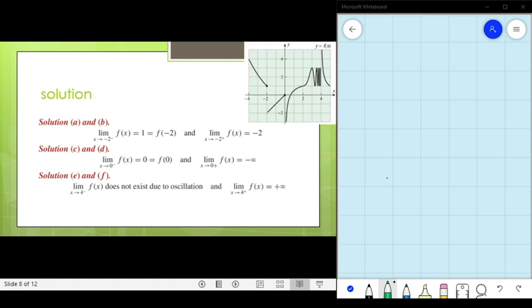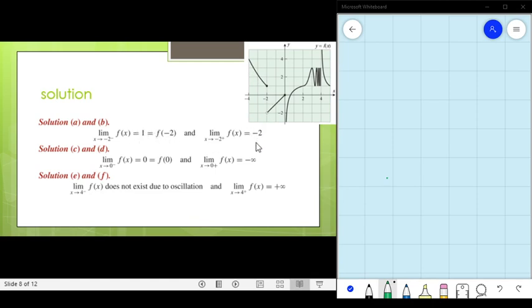So to find the limit of f of x as x approaches -2 from the left, so this is x equals -2, from the left of -2, we trace, when x is approaching -2, the y is also approaching +1, so that's why the limit is 1.